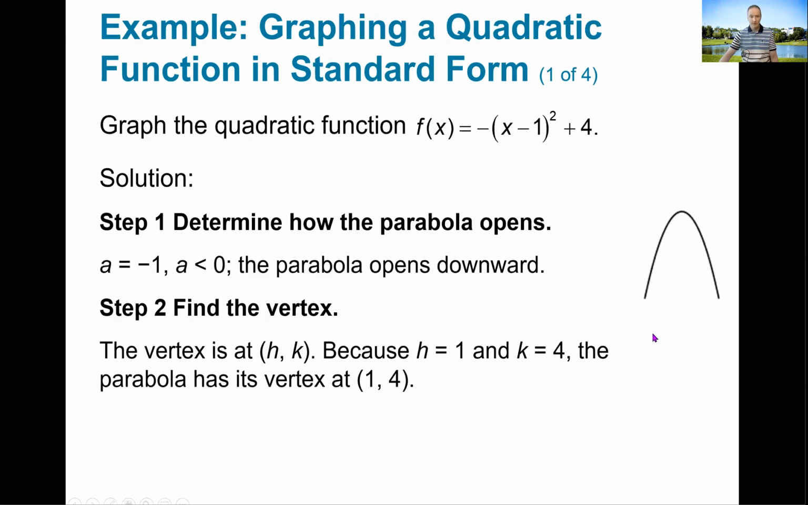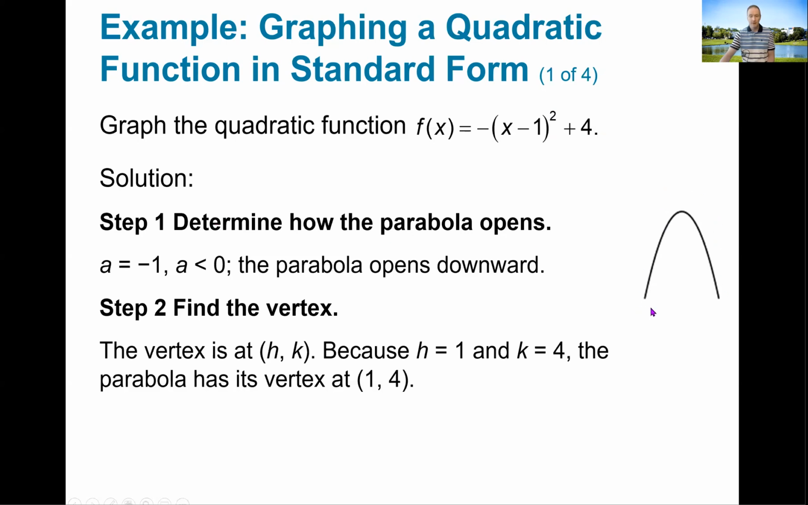Let's take a look at one of these. So let's say I give you the example where I'm asking you to graph the function, and this is in standard form, -1 times the group x minus 1 quantity squared plus 4. All right, first part's easy. Determine how the parabola opens. Well, of course it opens down because you have a negative multiplying the x squared term.